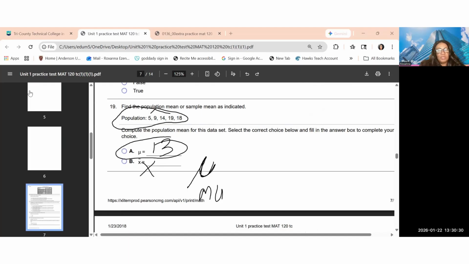It's the same calculation, but if you write the answer as x bar, the answer is wrong. What am I saying? I'm saying that if you write your answer in B, if you say that x bar is equal to 13, the answer is wrong. Why? Because x bar is a characteristic of a sample. You are not given a sample, you are given a population.